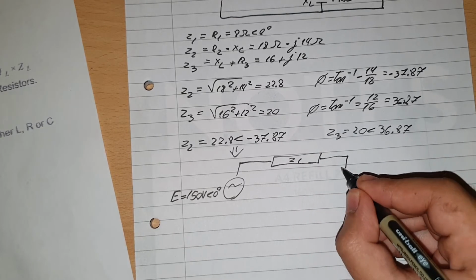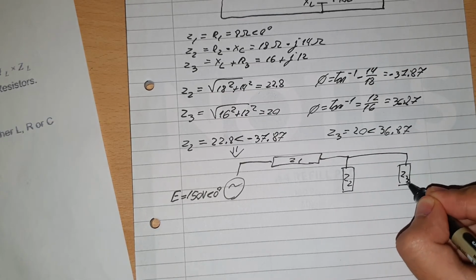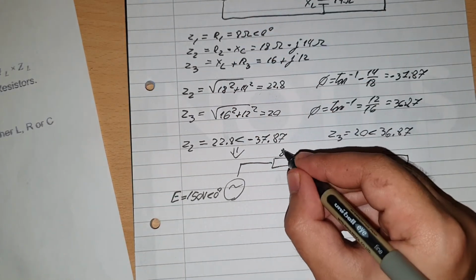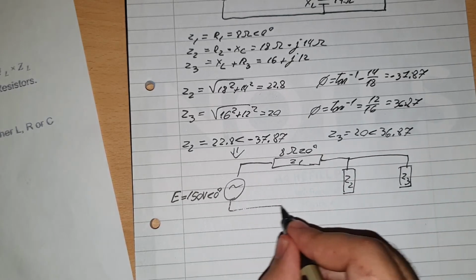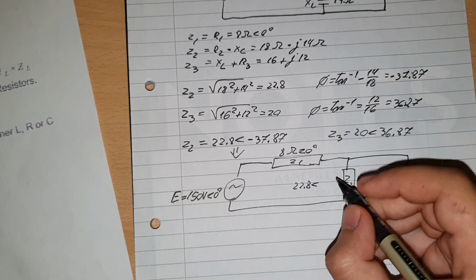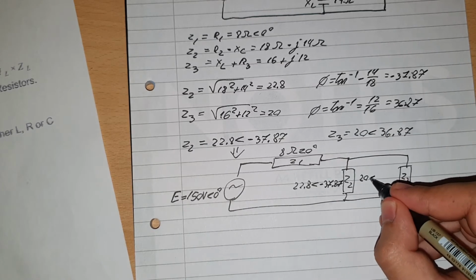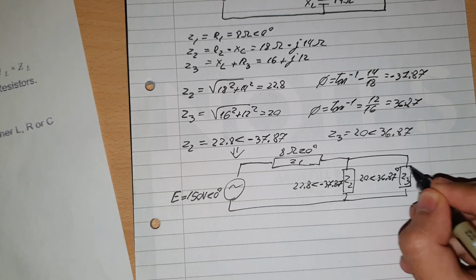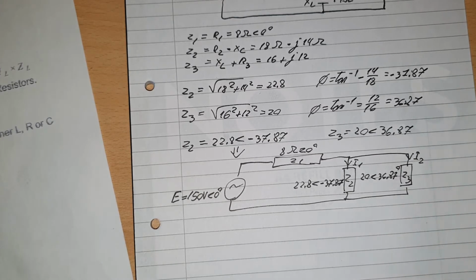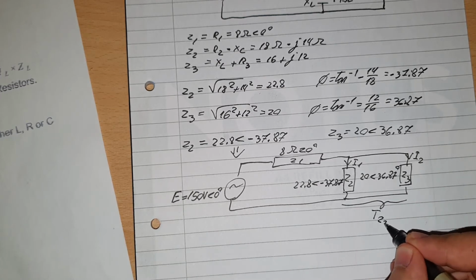So Z1, then another rectangle here for Z2, then another rectangle here for Z3. Remember, this rectangle here, Z1, is connected like this because the current goes through only this resistor here. So that'll be 8 ohms at an angle of 0 degrees. Let me connect these two together. That will be 22.8 at an angle of minus 37.87. And this one here will be 20 at an angle of 36.87 degrees. This one will be I1 and this one will be I2. Now that it's organized, we can call the total of Z2 and Z3 one section.